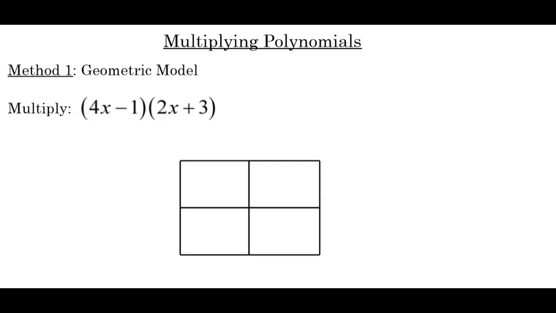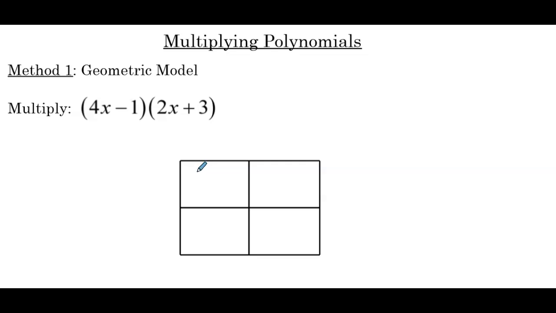Now this is a really great model, especially for those of you whose work tends to scatter across the page, or you're the type of person that maybe misses something in a problem typically, because this is a great way to stay organized. So how this works, in this example, we have 4x minus 1 times 2x plus 3. So we're multiplying two binomials together.